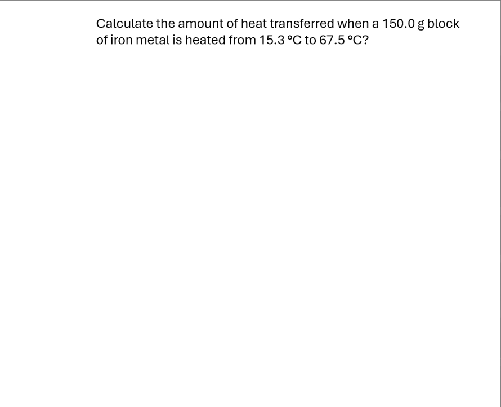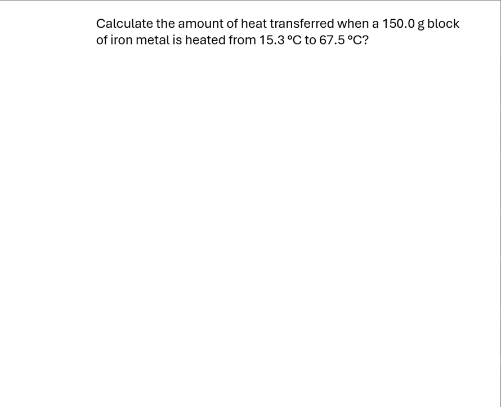And so in this example, you're asked to calculate the amount of heat transferred when a 150.0 gram block of iron metal is heated from 15.3 degrees Celsius to 67.5 degrees Celsius. So you want to figure out everything that the problem is asking you for, what does the problem give you, and then you can determine how to approach this solution.